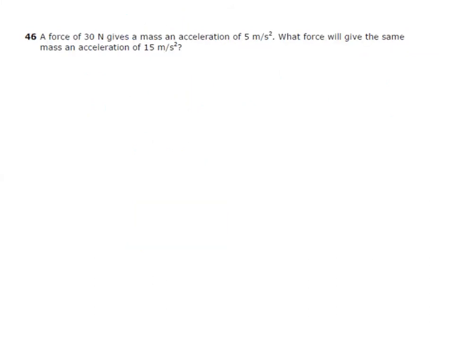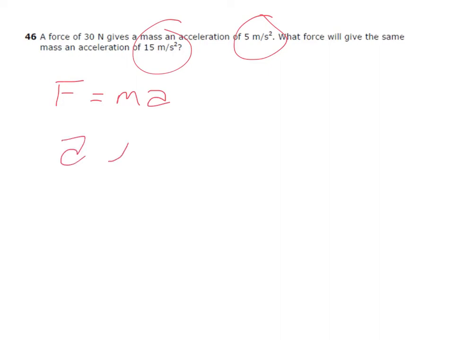Number 46, a force of 30 newtons gives a mass an acceleration of 5 meters per second squared. What force will give the same mass an acceleration of 15 meters per second squared? Well, force is equal to mass times acceleration. So we could just as easily say that acceleration is proportional to the force applied when the mass is the same. So if we want 3 times the acceleration, we're going to need 3 times the force. It really is just that simple.